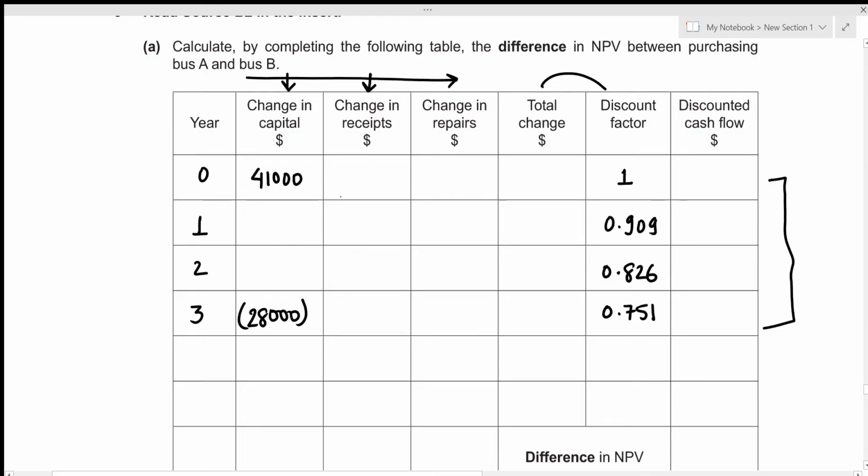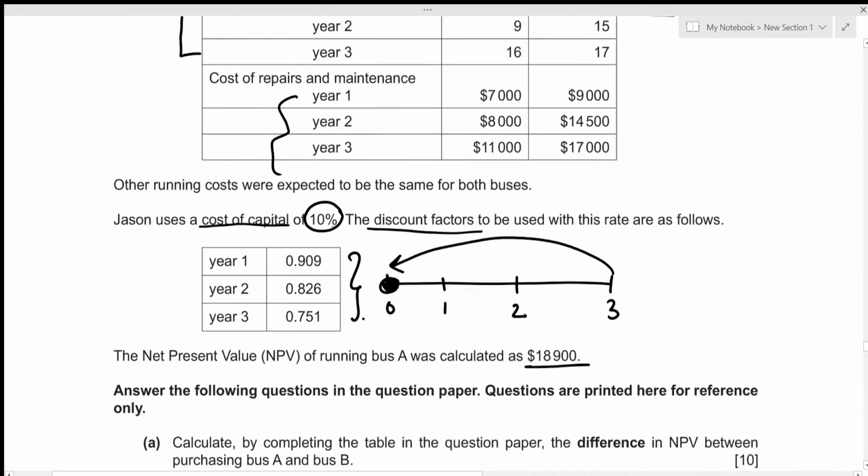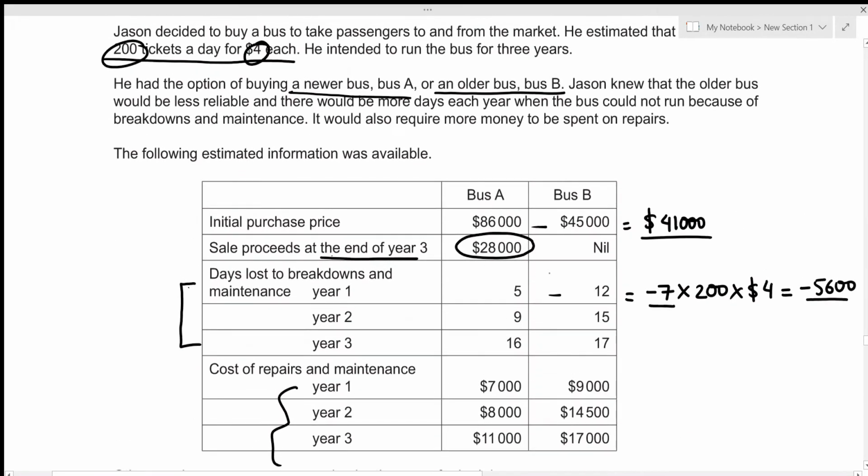So for the first year, that's 5,600. We'll repeat the same process for year 2 and year 3. So we can see that for year 2, the difference in days is going to be 9 minus 15, which is going to be -6.